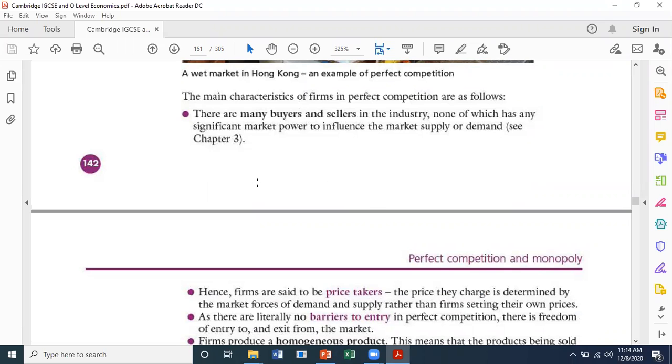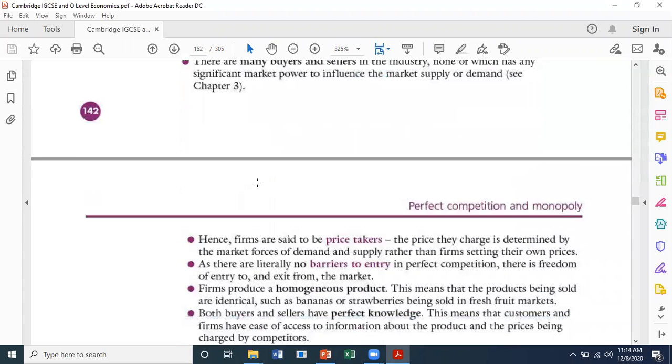Since it's a very large market, firms are said to be price takers. The price they charge is determined by the market forces of demand and supply rather than firms setting their own prices, so they will be price takers. They cannot influence the price, so they have to take the market price as it is, since there are so many hundreds of buyers.